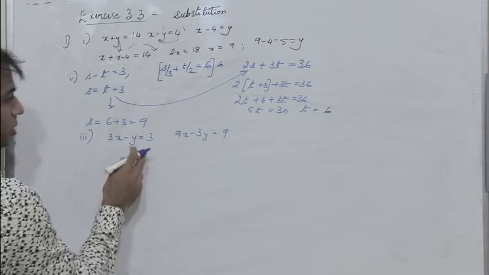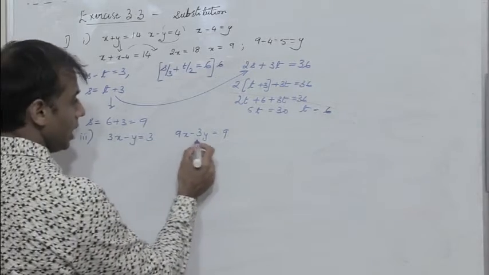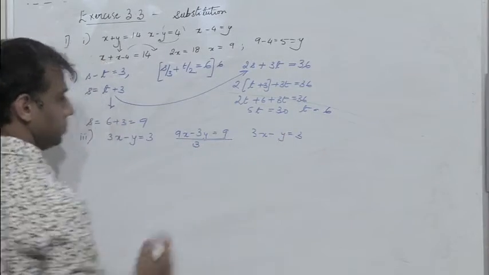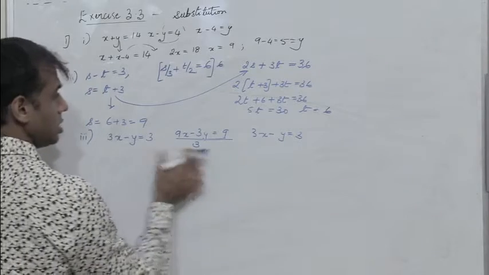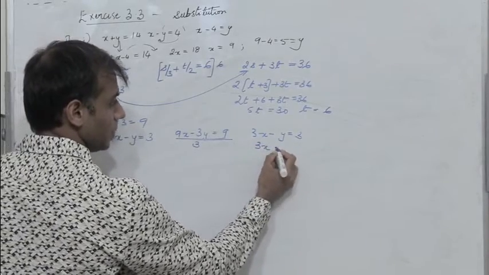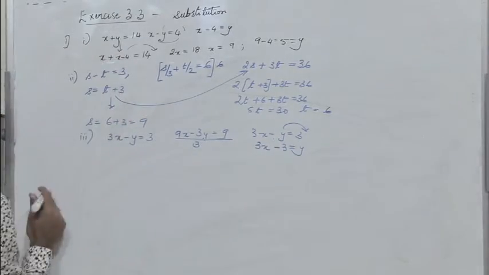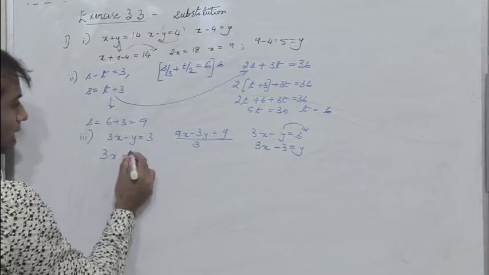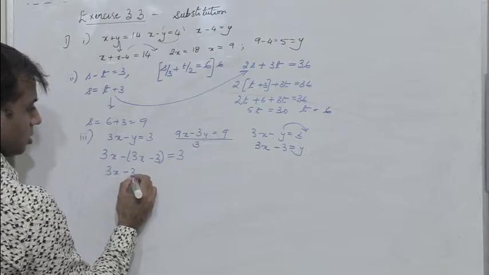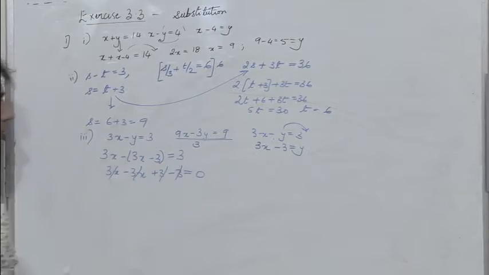So problem 3 is a very interesting problem. Now we have these two equations, and if I divide this second equation by 3, I get 3x minus y equals 3. Right? So I find that these two equations are one and the same. And in case we substitute for y here, so 3x minus 3 equals y, bringing y to RHS and 3 to LHS. Now if I substitute for y here, so I get 3x minus y, which is 3x minus 3, equals 3. So what do I get? I get 3x minus 3x plus 3 minus 3 equal to 0. So I get 0 equal to 0.